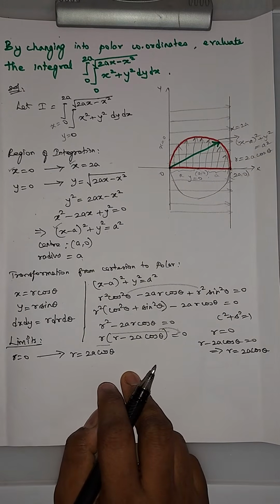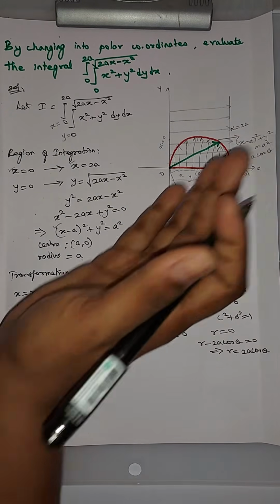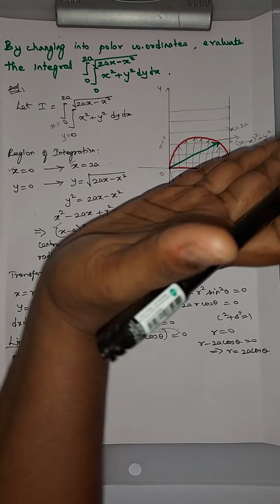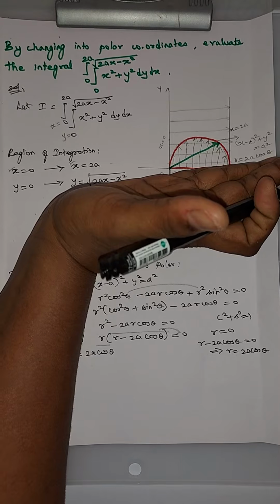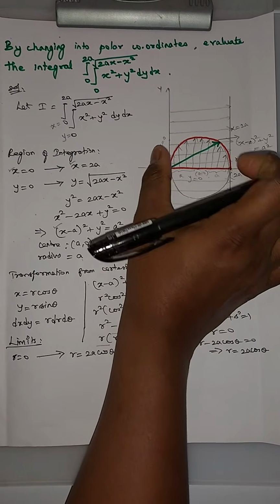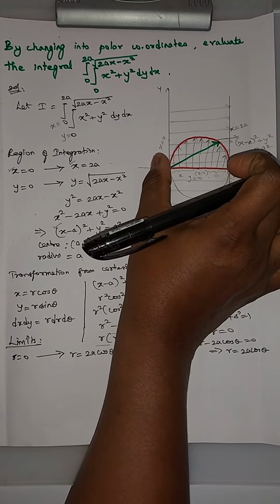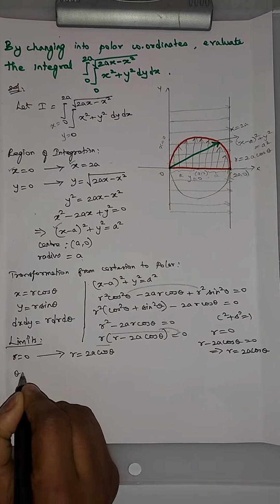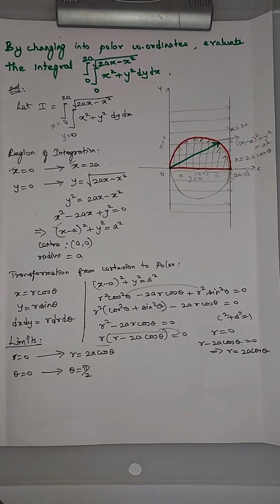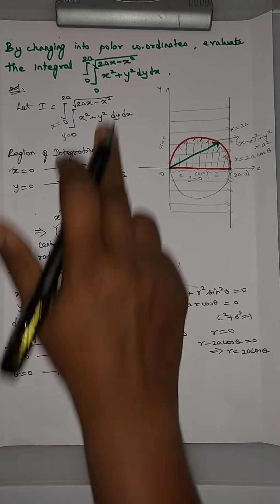Now the limit of theta. When we check the region, theta varies from here to here. That is the complete first quadrant. So theta varies from 0 to pi by 2. So the limit is over.